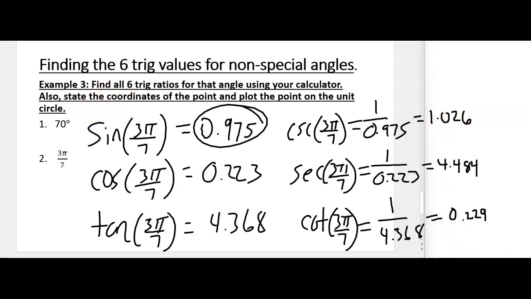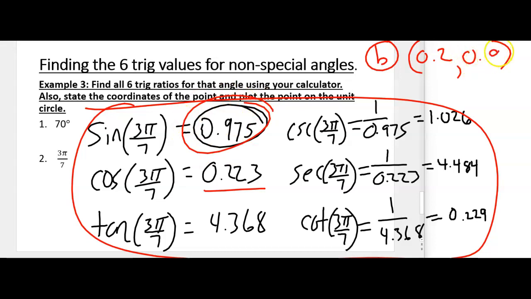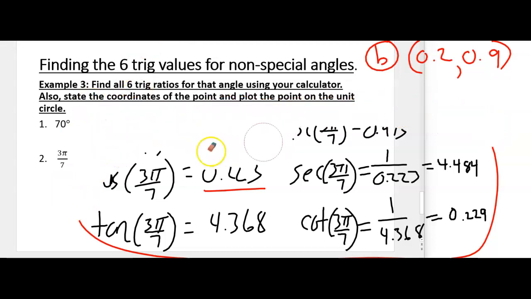We also want to state the coordinates. So all of this is part A, right? Just finding the 6 trig ratios. Part B is to state the coordinates. The coordinates are the x value is here. I'll round it to the tens place this time. And the y value is here. So there's my coordinates.